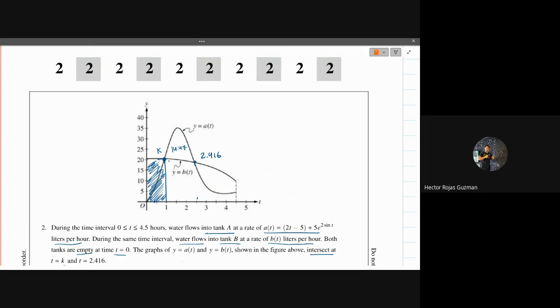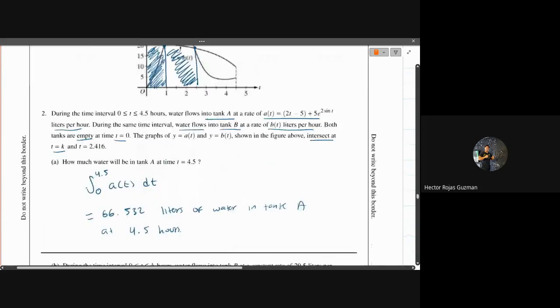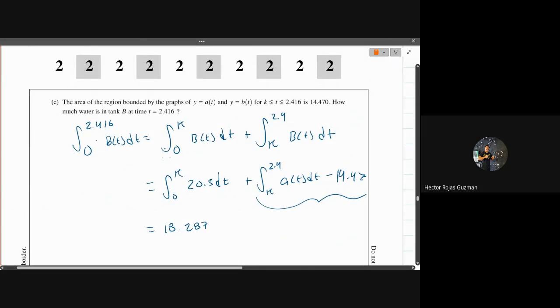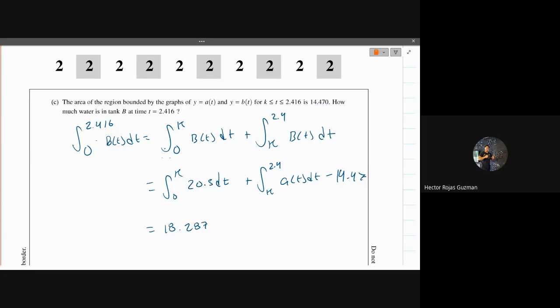Now the second part is a little more tricky, because we don't have an equation for B of t. Here's the second part that I'm trying to calculate. I don't have the equation, but we do know the equation for A. So if I find how much water was pumped into tank A from K to 2.4, and then I subtract the area, I'm going to get how much water is in tank B. Watch, let me show you.